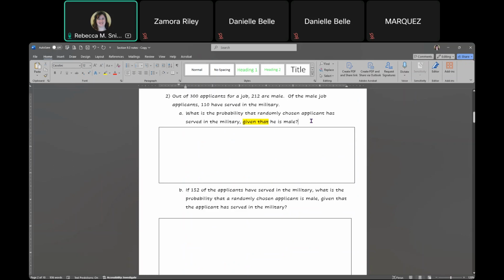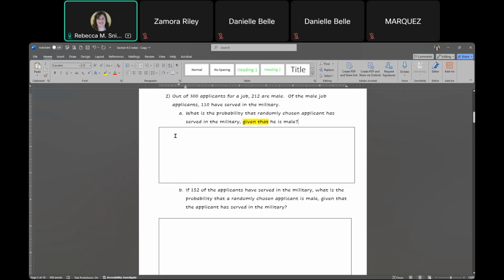So then you have to look at how is it written. The probability that comes before the phrase given that is the probability of, quote, both. The probability that comes after is the probability of the condition. So here we have served in the military given that he is male, which means served in the military is my probability where both occur. We're looking for military male service members. And then the given that he is male is the condition we were bound to, okay?